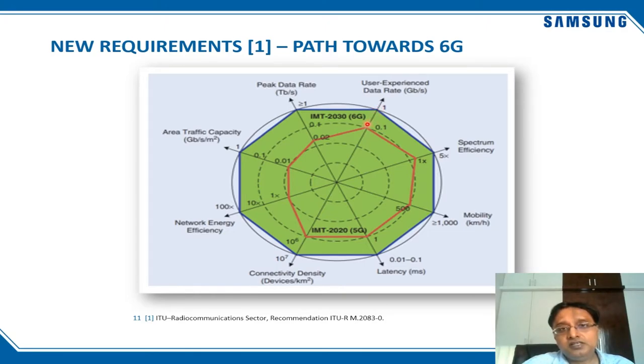That's again a 10-fold increase, right? If you look at spectrum efficiency, we are moving to 5 times more efficiency in terms of bits per second per hertz on the 6G system. The mobility will be moved from 500 km per hour to a little more than 1,000 km per hour. This is like a super high speed train. We're talking about hyperloop and things like that.